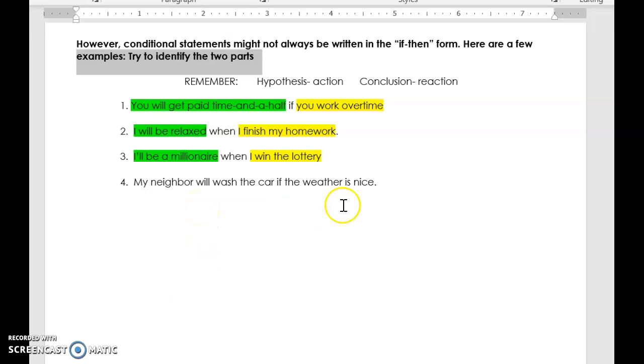Last one, my neighbor will wash the car if the weather is nice. Kind of a more clue in there. You do see that word if. Should help you narrow it down. First thing that's going to happen, the weather has to be nice. So again, not including that word if. If the weather's nice, what's the reaction? I bet you my neighbor's going to go out and wash the car. So that's how you take a look at and attack conditional statements that do not have the traditional if-then format.